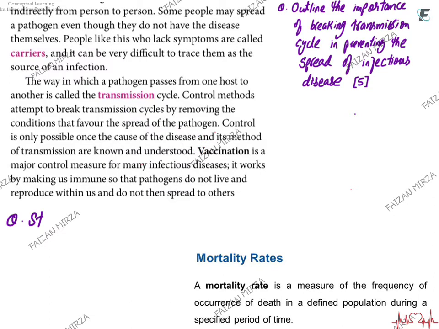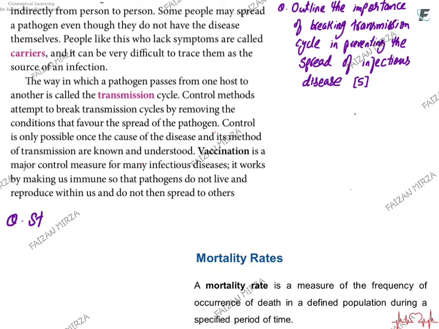For example, we are using masks and SOPs and everything during this COVID period. So what are we doing? We are breaking the transmission cycle. For example, if we just ignore these SOPs and the mask and the sanitizer and our hand washing and all the protocols that we are asked to follow by the WHO, we would just favor the pathogen. We would not be breaking the transmission cycle, and the spread of the disease would be very quick, as it was initially in China or in Italy, or in regions where these things were not enforced.